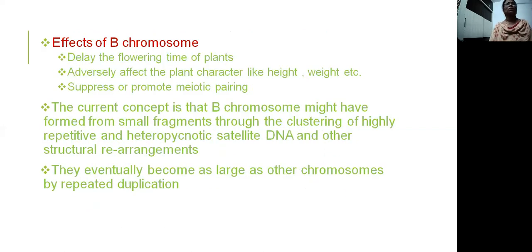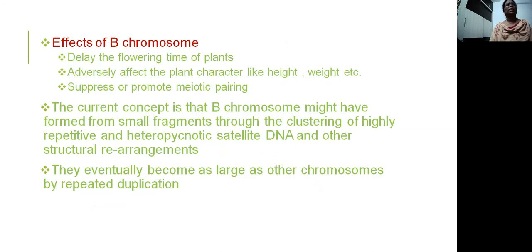So coming to the effects of B chromosomes. Due to the presence of these B chromosomes, there may be a delay in the flowering time of plants. They adversely affect plant characters like height, weight, etc. They suppress or promote meiotic pairing.